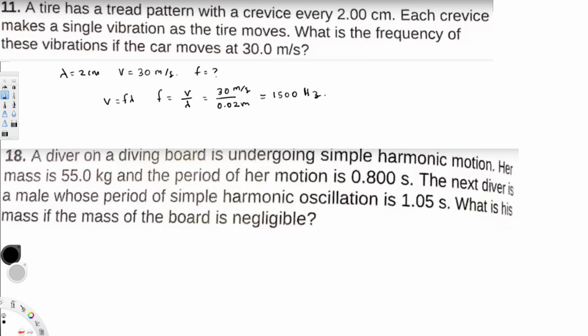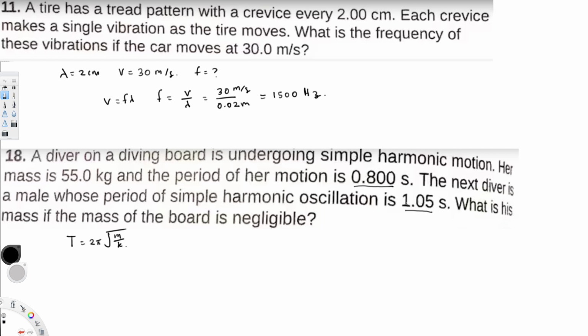So they have given the period and the mass for the first person, and for the second one they have only given the period and they are asking to find the mass. So we have to create a relationship. So in this case we treat this one as a spring, and for a spring we can calculate the period using this formula. T is equal to 2 pi square root of m over k.